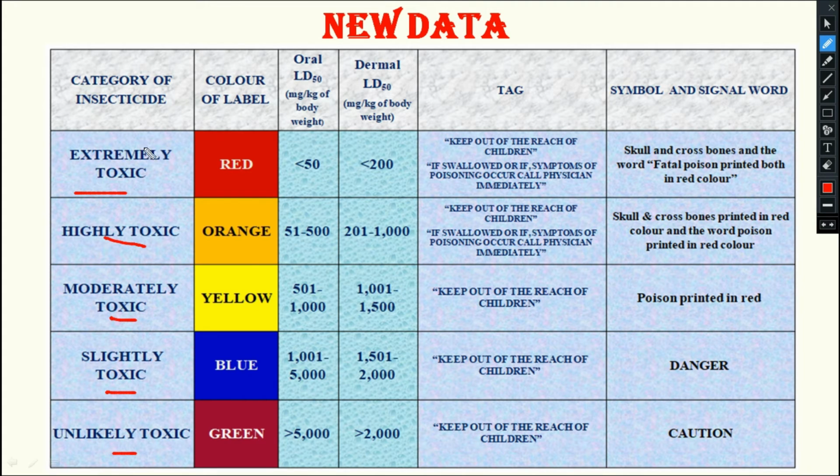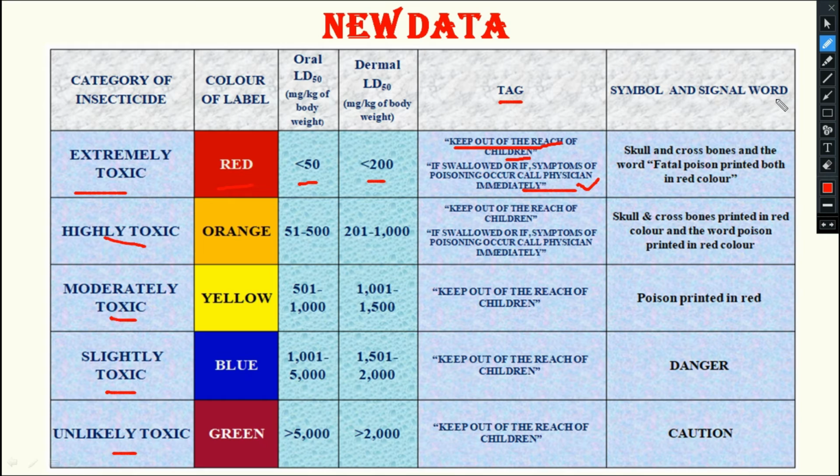Now coming to the category of extremely toxic. The color is red. Here oral LD50 is 1 to 50 and dermal is 1 to 200. What will be the tag here? It will be written as keep out of the reach of children. If swallowed or if symptoms of poisoning occur, call physician immediately. These tags will be there over those insecticide containers.